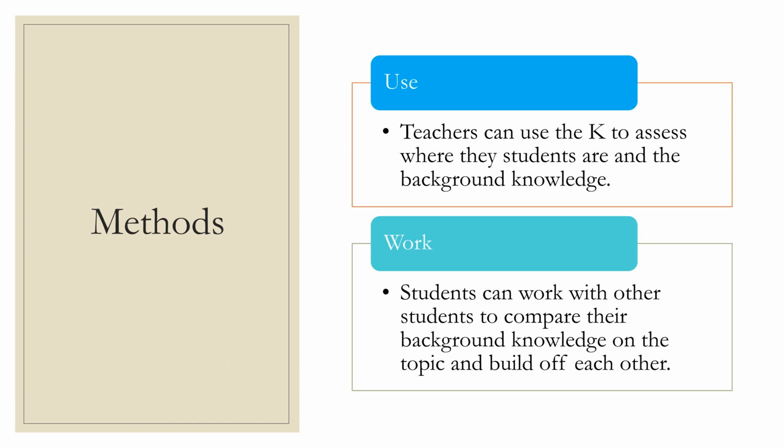Some great methods to use for the KWL strategy is using the K column specifically to assess where the students are. This allows the teachers to know if they need to go into more detail about certain things and not as much detail about others. And students can work together in pairs or even as a large group to compare their background knowledge and build off each other to have a strong, solid foundation going into this lesson.